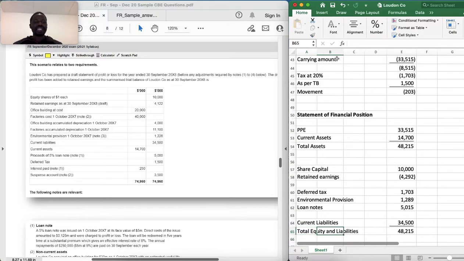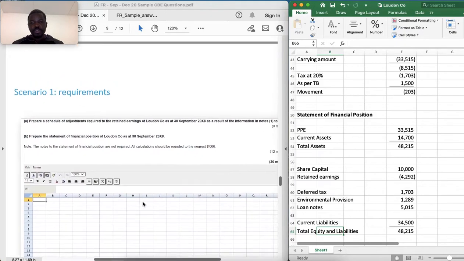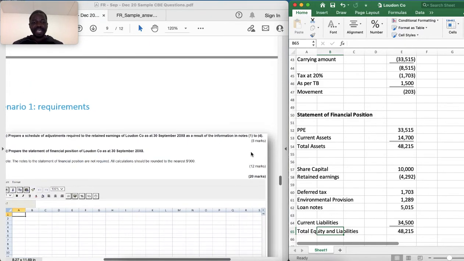This is what was required of us to get full 20 marks, 8 marks for retained earnings and 12 marks just for this one.